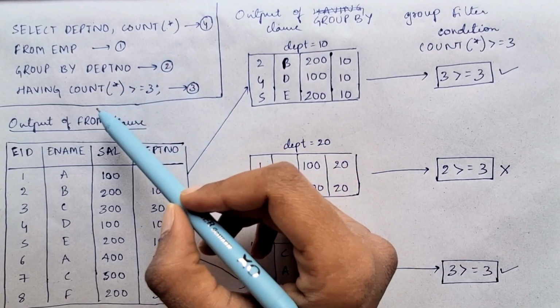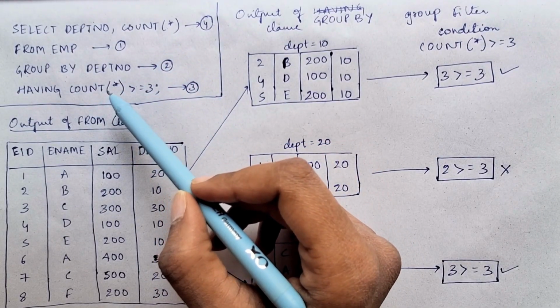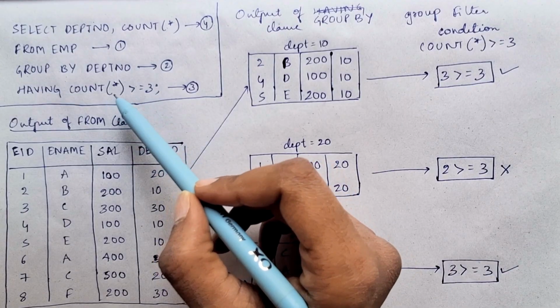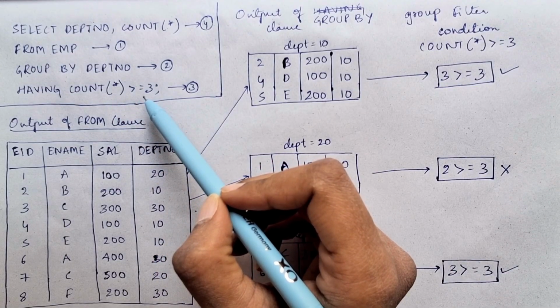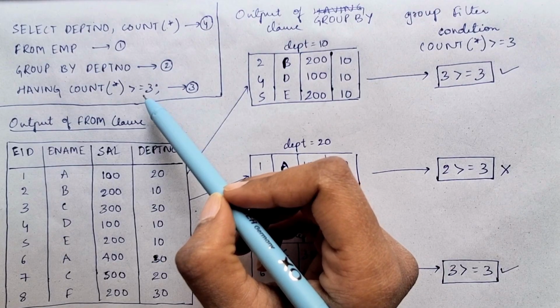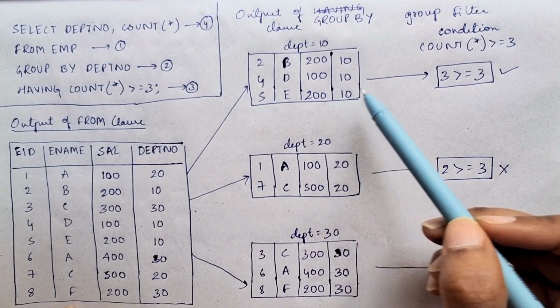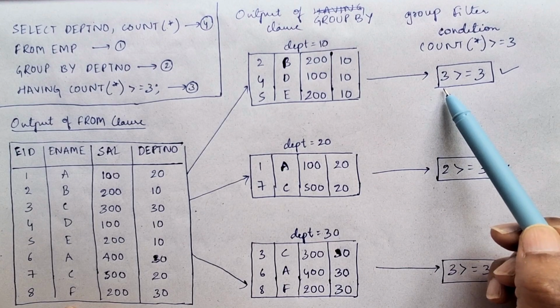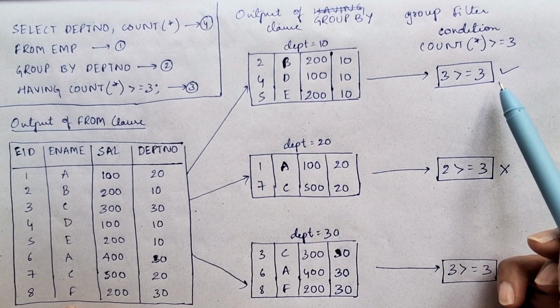Now comes the having clause. Having clause works as a group level filter. It checks the condition count asterisk greater than or equal to 3 for each department. For department 10, the count is 3. 3 is greater than or equal to 3. The condition satisfied and this group is selected.